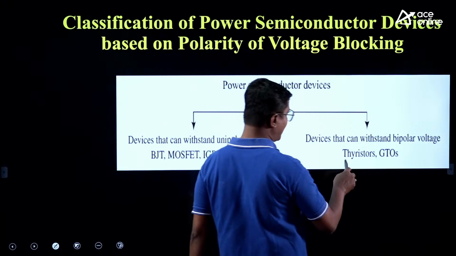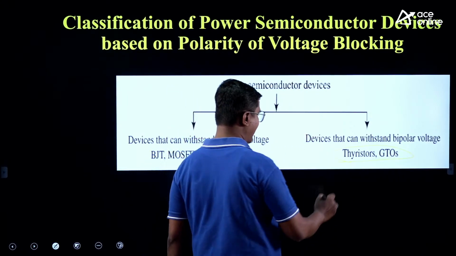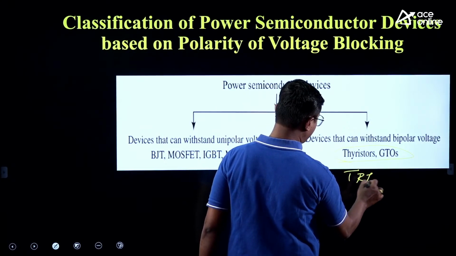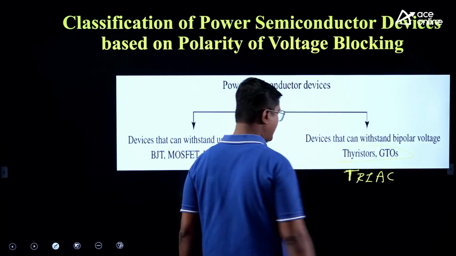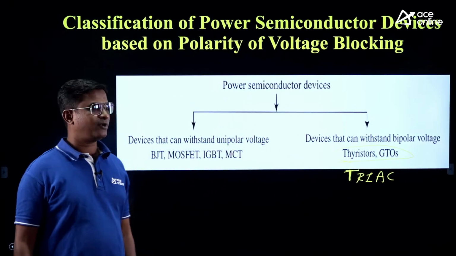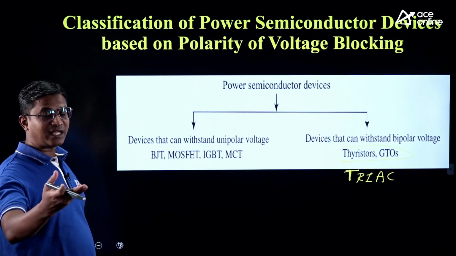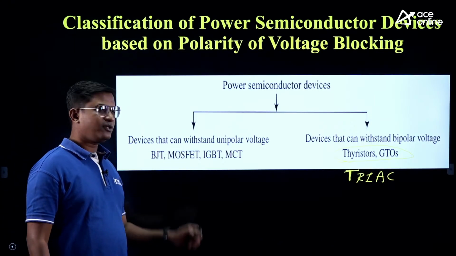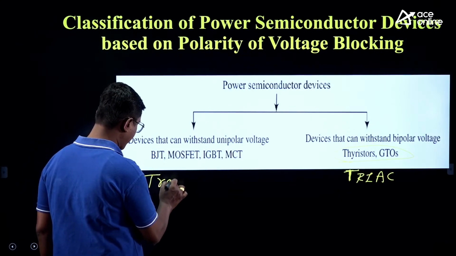We have the thyristor and GTO; these are the bipolar devices. Thyristor means I am saying SCR, okay. Apart from that, we have the triac. Triac is also a bipolar device, and all other devices, all transistor family devices, are unipolar devices, okay. So I am writing: transistor family devices are unipolar.